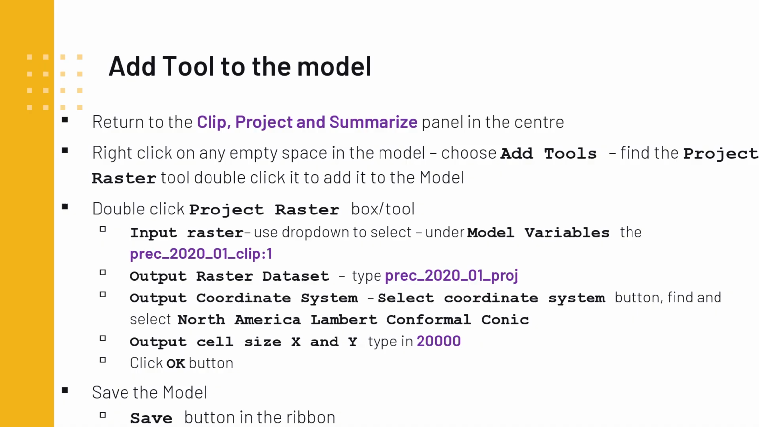And then for the output coordinate system, you're going to select a coordinate system. You're going to find the North American Lambert conformal conic projection. And for the output cell size for both X and Y, I'd like you to type in 20,000. This size is based on the projection, which in our case is meters, and you want to pick a cell size that's similar in size to what is already in your map. So you can measure that out to get an approximate value.